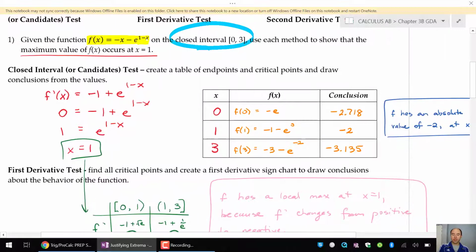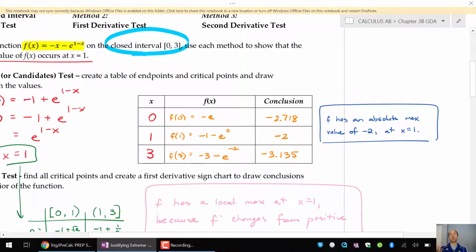And then I'll do an analysis by comparing the values of all those outputs, and I'll draw the conclusions necessary. I did that here in the table, and it appears that my function f has an absolute maximum value of -2, and that occurs at the point x equals 1.